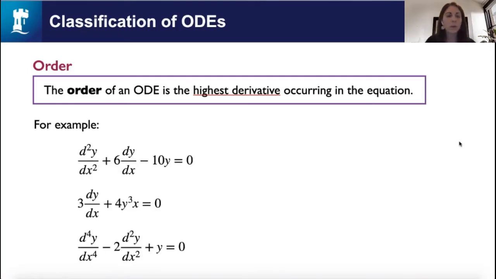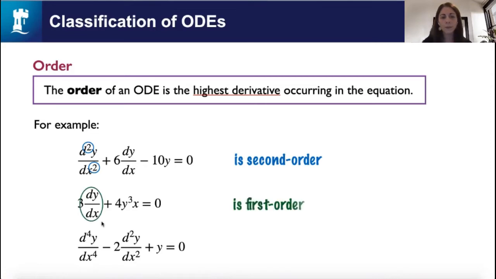In the first ODE we have here, we can see that the highest derivative is this second derivative, and therefore the equation is of second order. In the second example, the highest derivative is the first derivative, so this is a first order ODE. And in the last example below, we have the highest derivative being the fourth derivative, and therefore this is a fourth order ODE.